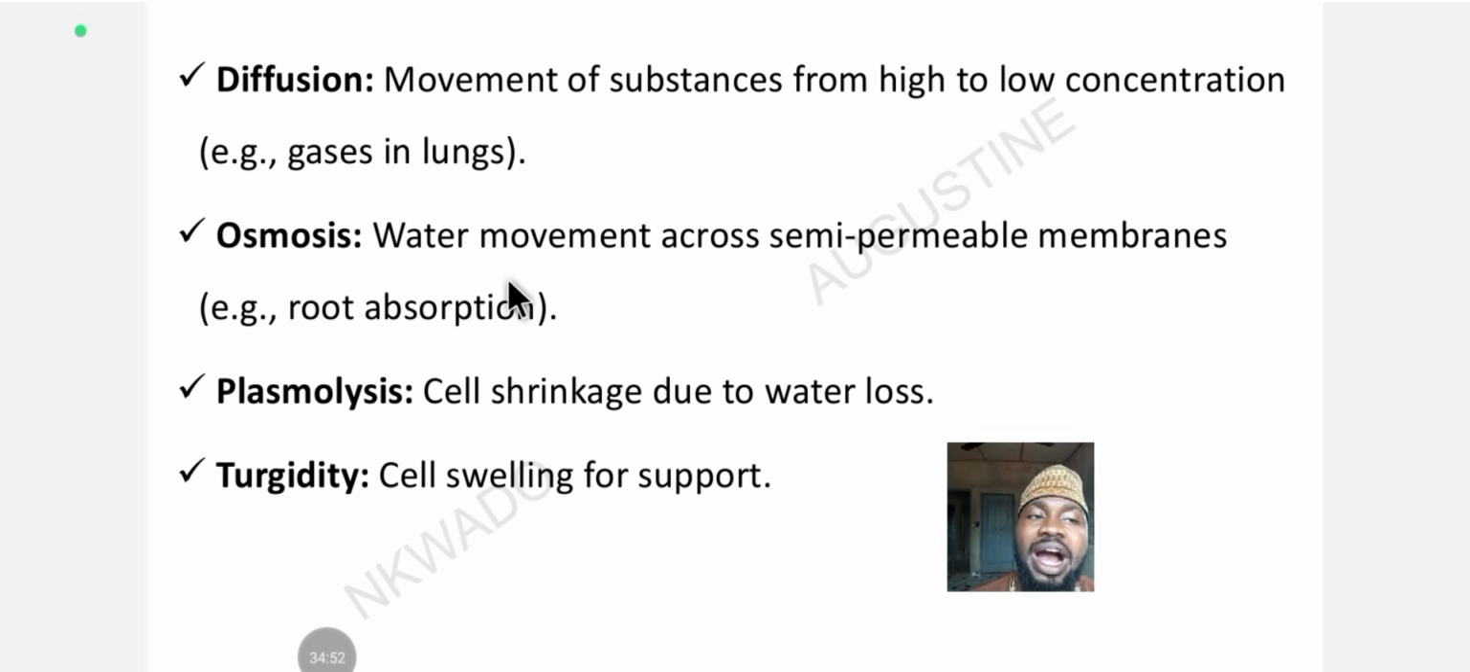Where you have high concentration of carbon dioxide gas, carbon dioxide is going to move from that high concentration to where you have low concentration of that carbon dioxide gas. That is how carbon dioxide and oxygen are exchanged between the tissue and the blood.